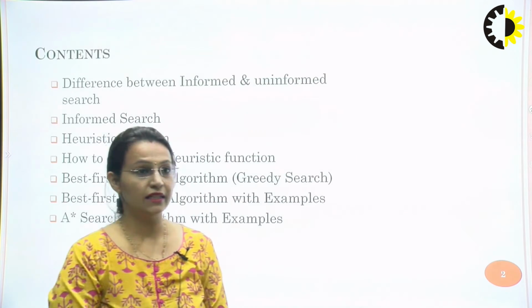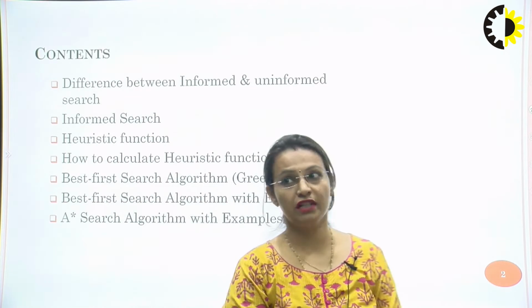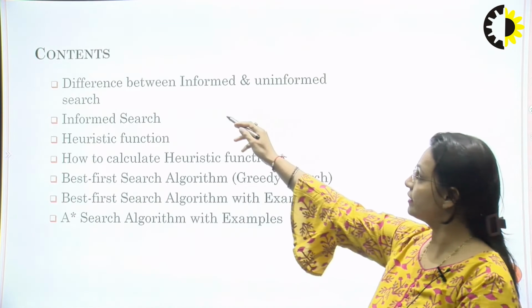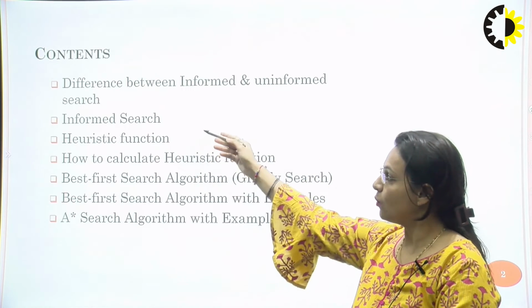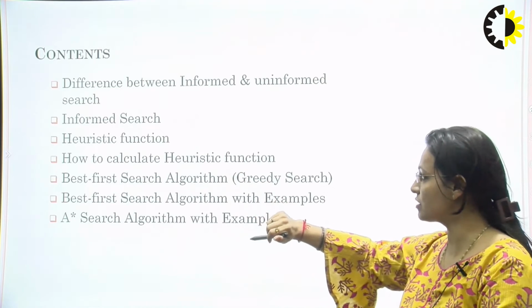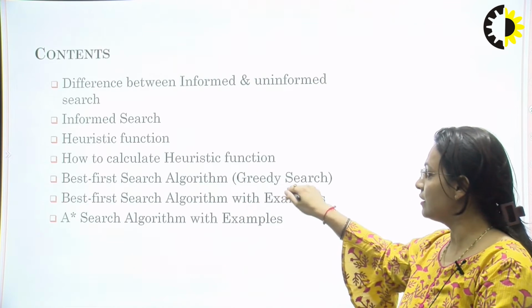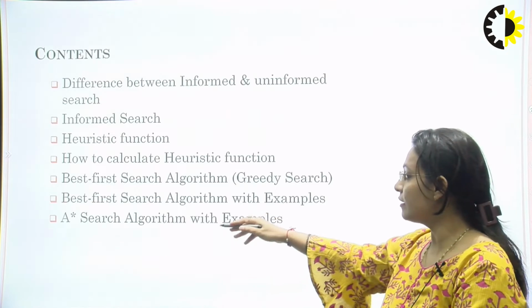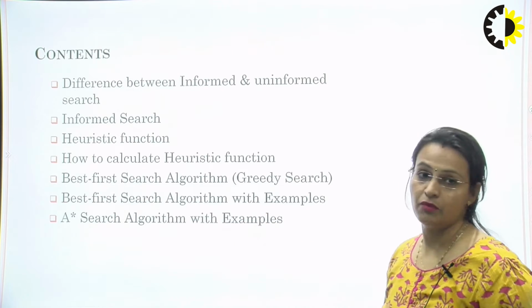These are the contents which I'm going to cover in my PPT today. That is the difference between both the searches, informed and uninformed searches. What informed searches are all about, what the heuristic functions are, how to calculate those functions, and best first search, that is greedy first search. With an example, I'll try to explain all these things. And then the A star search algorithm with the help of examples.